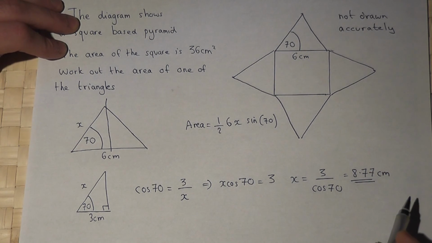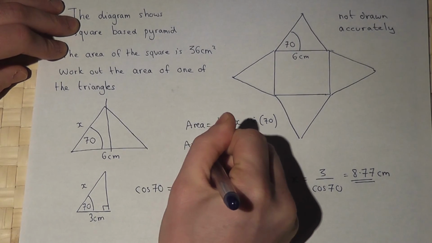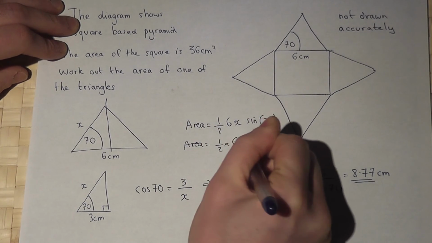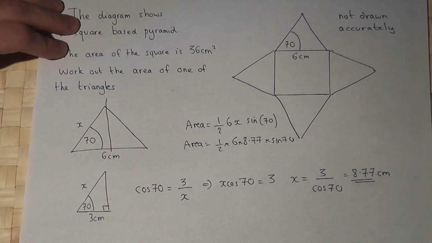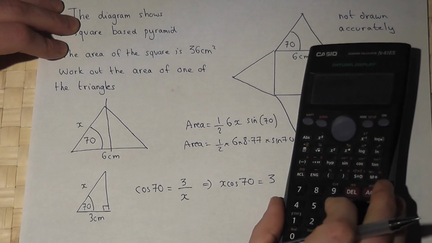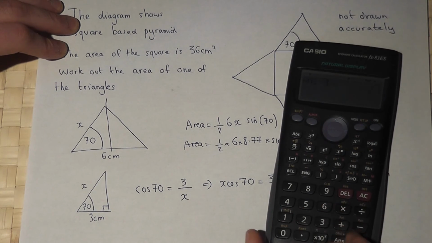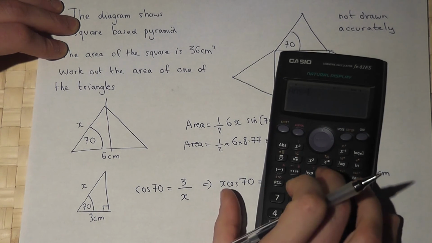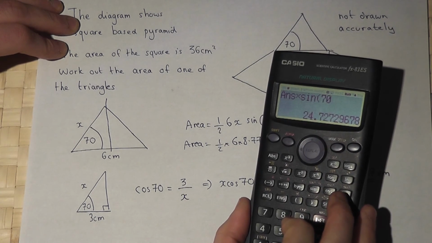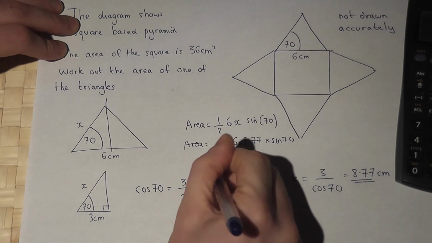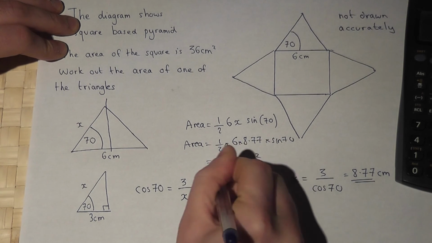to three significant figures. So back to the area, knowing that x is 8.77, the area must equal a half, 6 times 8.77 times sine of 70. I've got the 8.77 stored on my calculator accurately, so if I times this by 6, divide by 2, and times by sine of 70, press enter, the area is 24.7 centimetres squared.